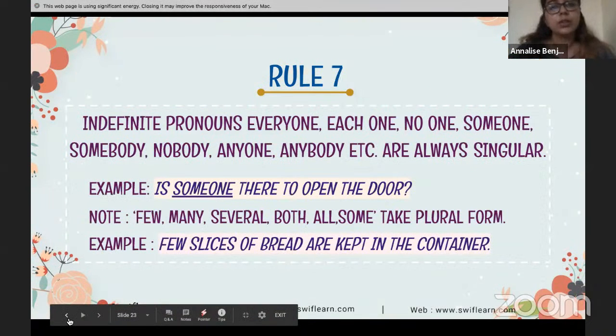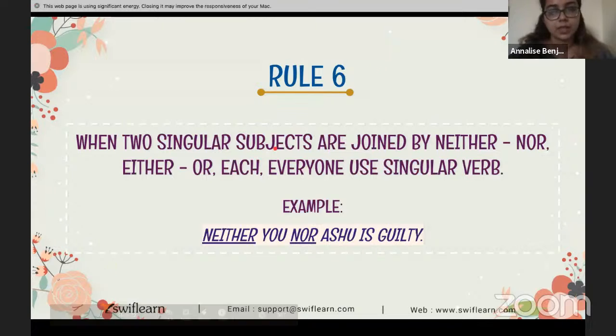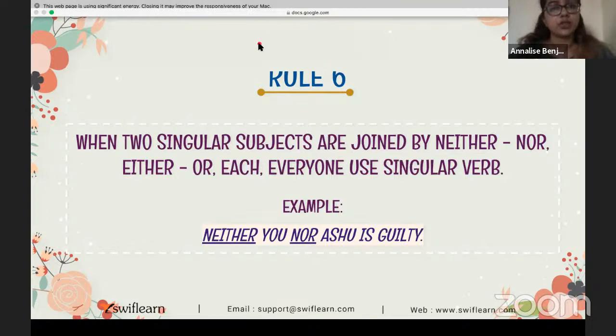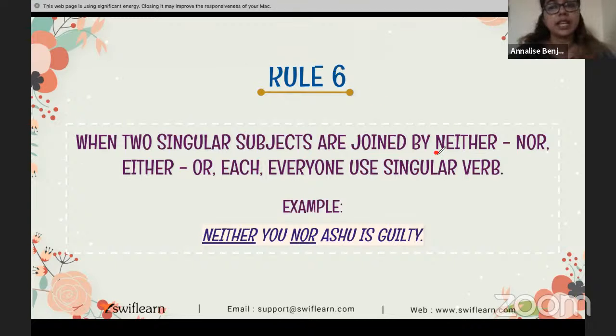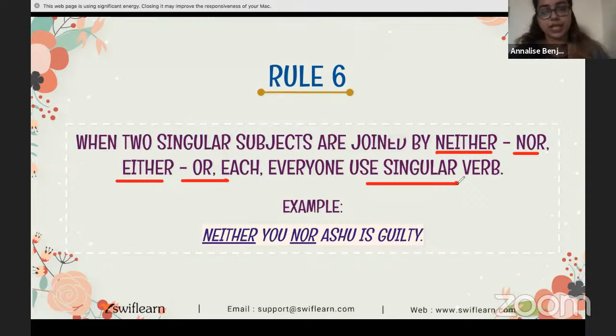Next is rule number 6. In rule number 6, we're talking about two singular subjects. That means both the subjects are singular. And these subjects are joined together using neither nor or either or. The verb will be singular. If the subjects are joined together using neither nor and either or, the verb will be singular.